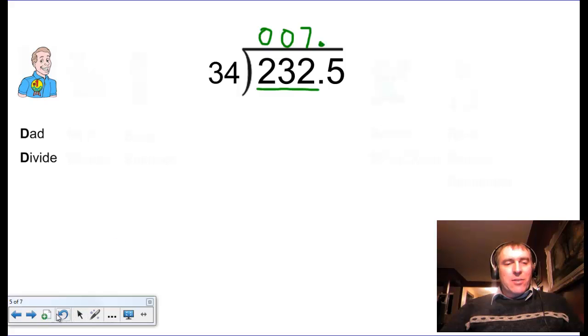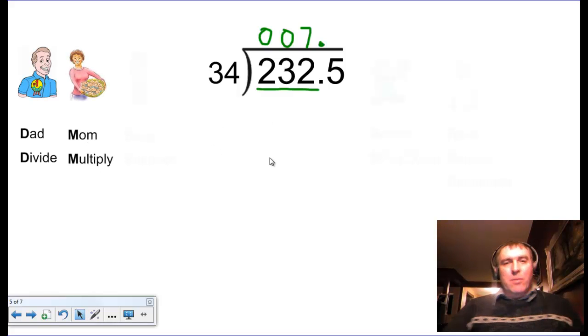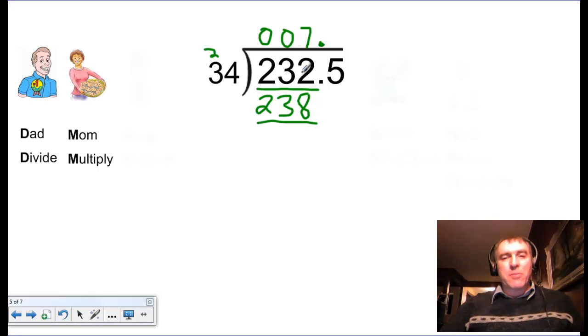So once we've divided, then we do the next step, which is Mom. She tells us to multiply. And when we multiply, 7 times 4 is 28. 7 times 3 is 21, 22, 23. And look at what's happened. We've got a number that is bigger than the number we're supposed to subtract from. And we can't do that. So what that means is that our number up top is too big.